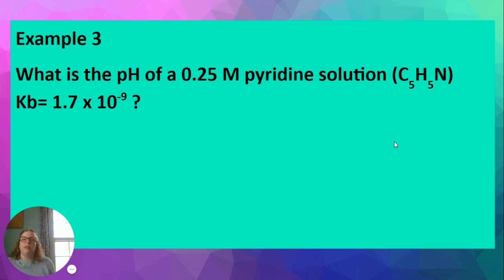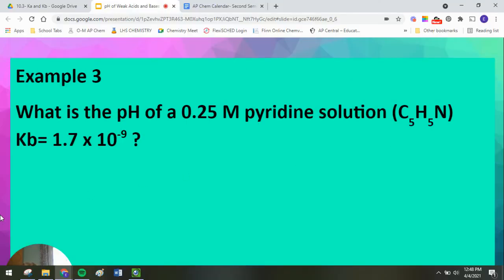All right, example 3, which is really important to know how to do as well, is to deal with a weak base. What is the pH of a 0.25 molar pyridine solution, C5H5N, if your Kb is equal to 1 times 10 to the negative 9th? Now you might say to yourself, how am I supposed to know that this is a weak base? The tip off at this point is that it says Kb up there. So it's telling you that it's going to be a weak base, and the process is generally the same, but there's something a little bit different that happens that we need to discuss.